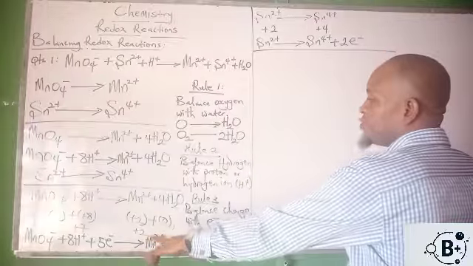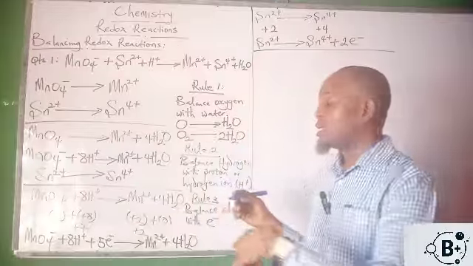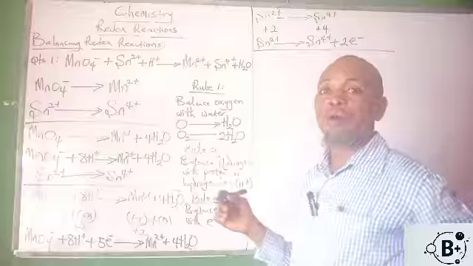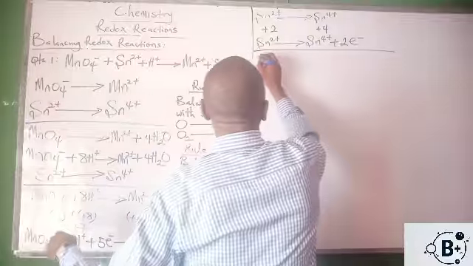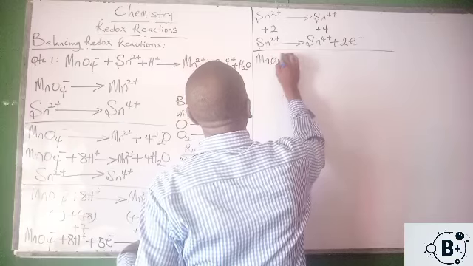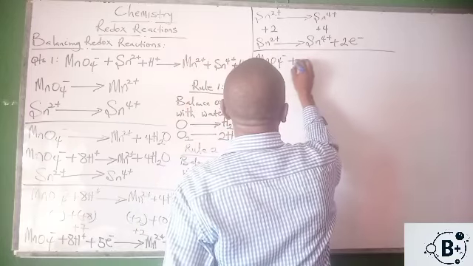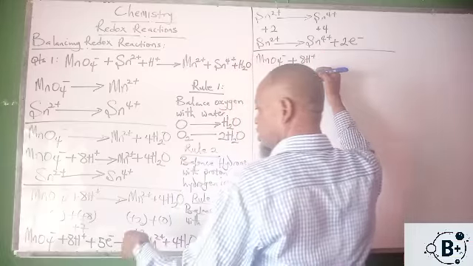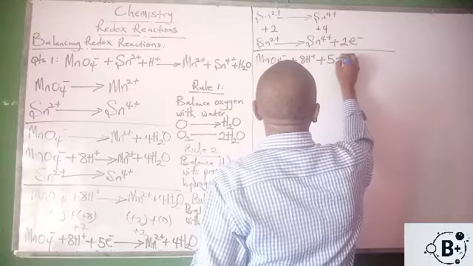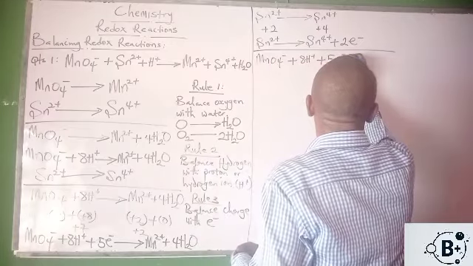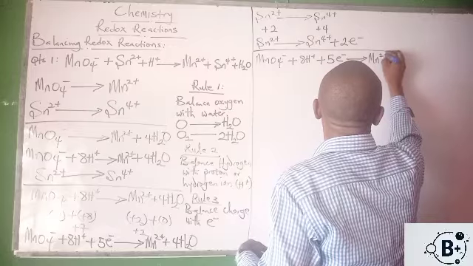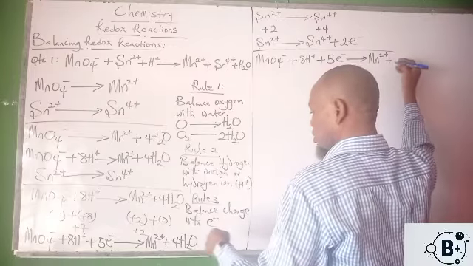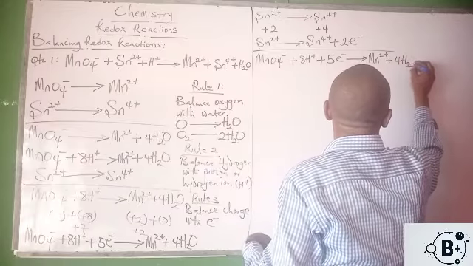After writing this, we now bring both of them together, the oxidation half and the reduction half. So I'm going to write MnO4- plus 8H+ plus 5e- to give Mn2+ plus 4H2O.